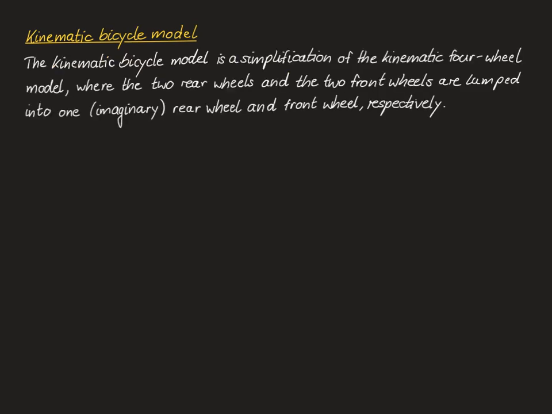In this part, we finally get to the derivation of the kinematic bicycle model, which is one of the central models in vehicle dynamics and control. So the kinematic bicycle model is a simplification of the kinematic four-wheel model that was covered in the previous video.